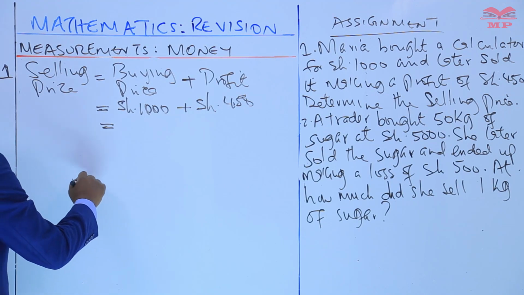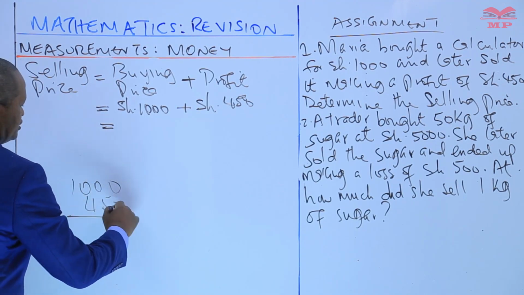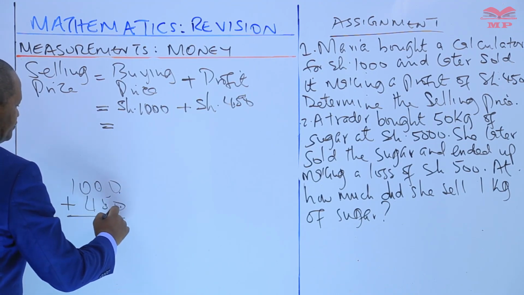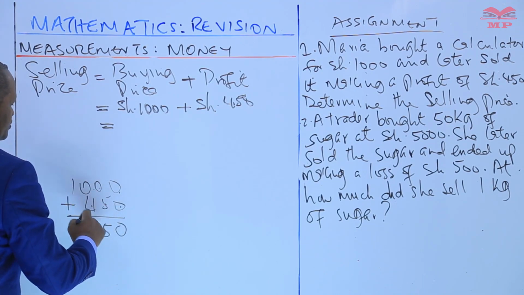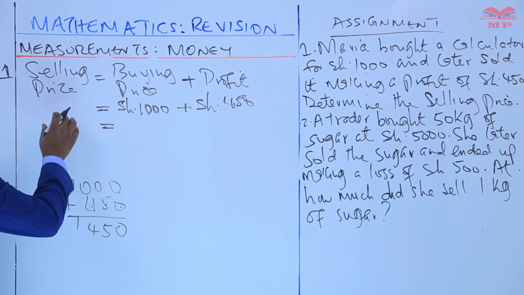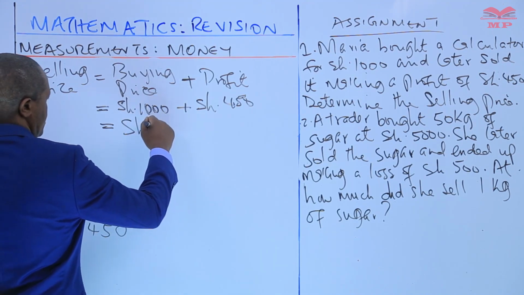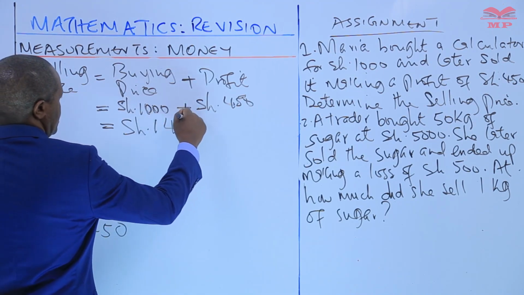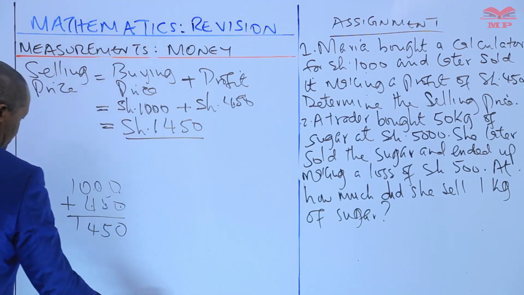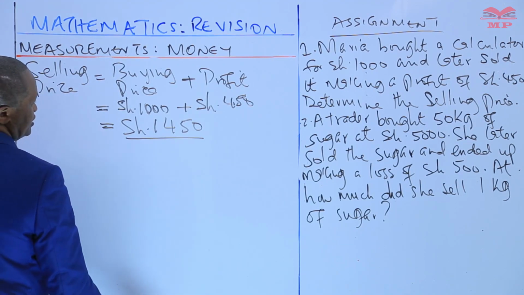So 1,000 plus 450. 0 plus 0, 0. 0 plus 5, 5. 0 plus 4, 4. 1 plus nothing, 1. So the selling price is equal to 1,450. That is the selling price.